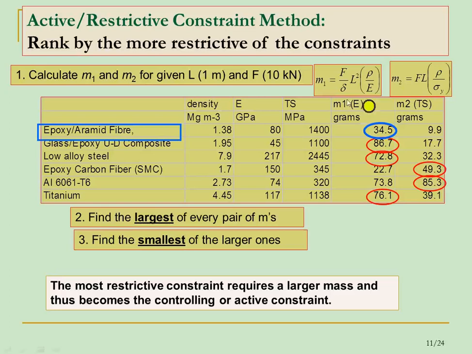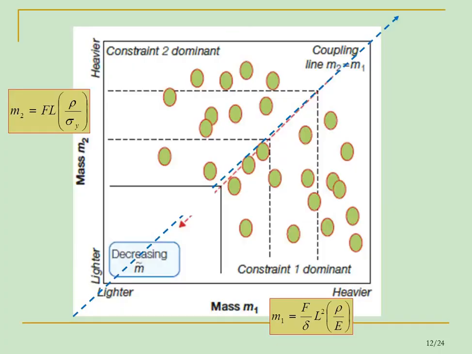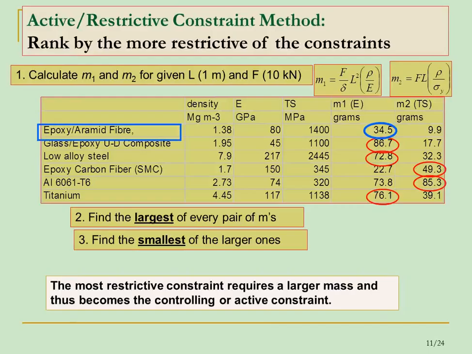If I want this activeness to be independent of f, L and delta, it shall only depend upon the material indices rho by E or material index rho upon sigma y. How do you get a solution for that? Okay, so moving forward, we have seen that you have the expression for m1 and m2: the mass given by stiffness as a constraint of a tie rod, and the mass designed for the strength based design of a tie rod. Again, the objective function is the minimization of mass.